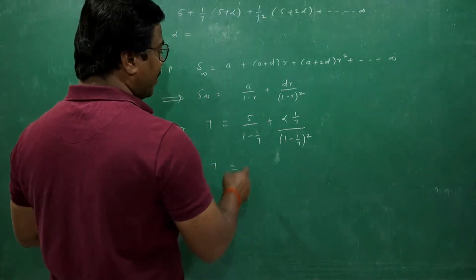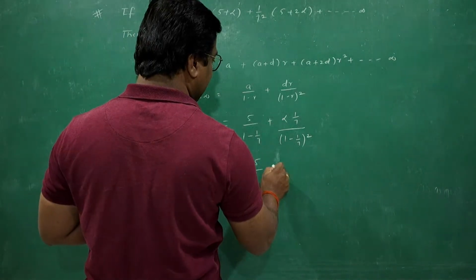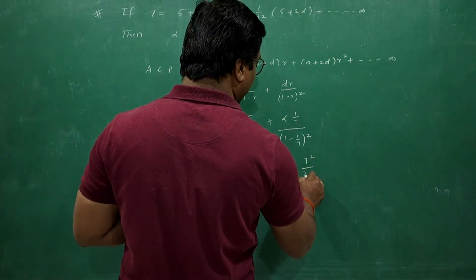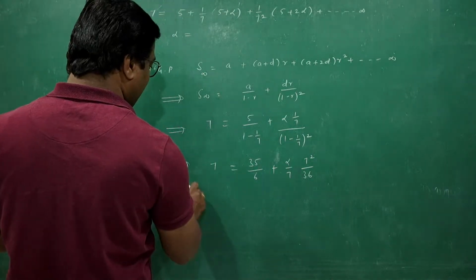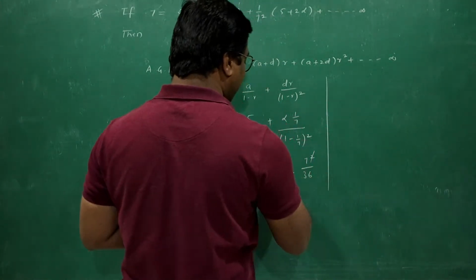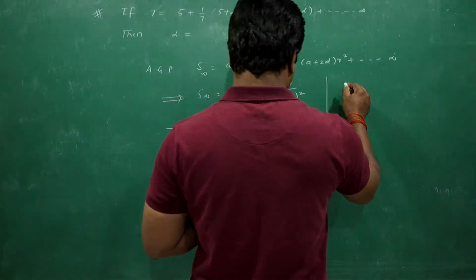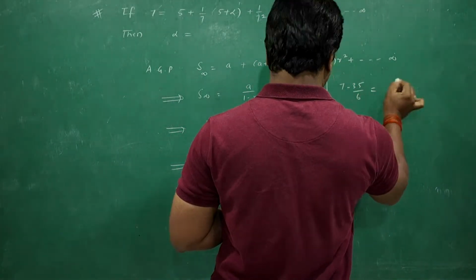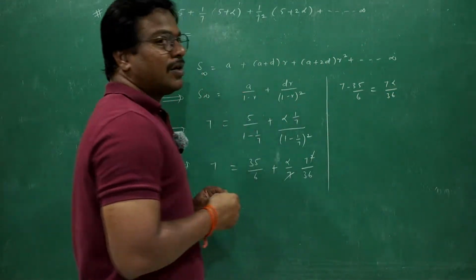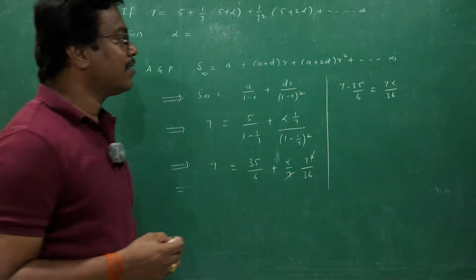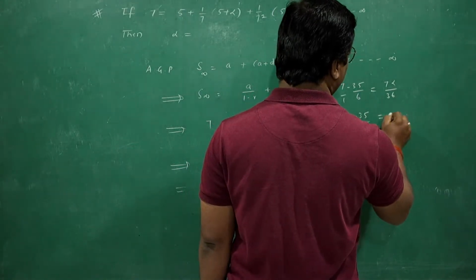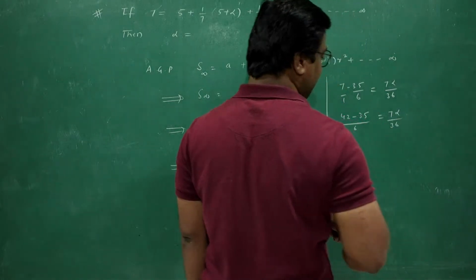7 equals, this is 35 divided by 6, next plus alpha divided by 7, 7 square divided by 36 it is. Now this is 7 minus, here 7 gets cancelled. 7 minus 35 divided by 6, which is equal to 7 alpha divided by 36. That is (42 minus 35) divided by 6 equals 7 alpha divided by 36.